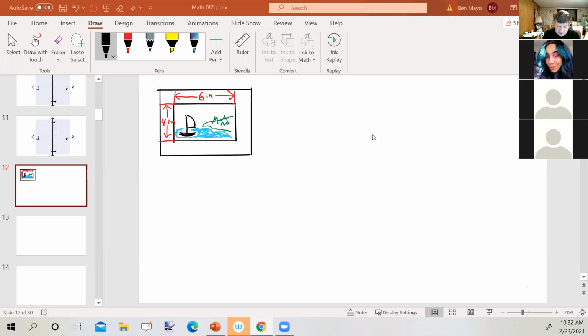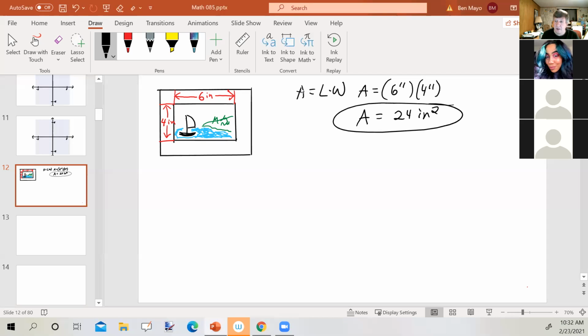So basically we've got this picture of a sailboat on a lake, and the area, which is length times width, would be 6 inches times 4 inches. So the area is 24 square inches. That's the area of just the picture. Now, it says, how wide is the matting if its area equals the area of the picture?